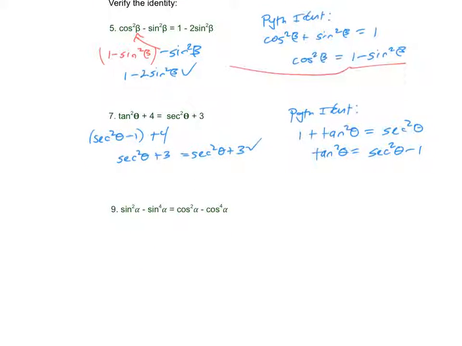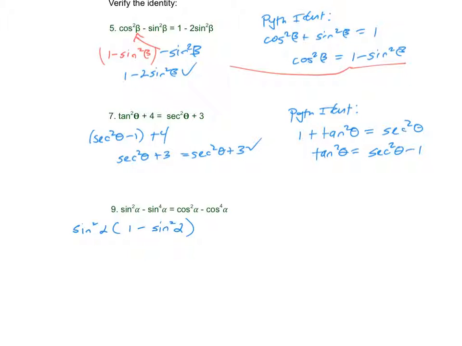And the last one on this page, we've got sine squared alpha minus sine to the 4th alpha equals cosine squared alpha minus cosine to the 4th alpha. I'm going to work with the left-hand side, and I'm going to see if I can factor. So I'm going to take out the greatest common factor, which is sine squared alpha. When I do that, I'm left with 1 minus sine squared alpha.